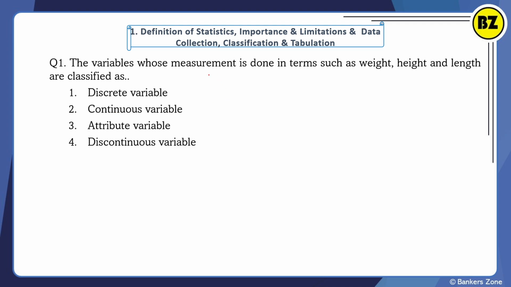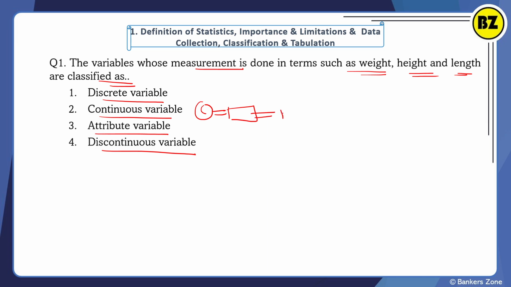The variable whose measurement is done in terms of weight, height or length, these are classified as. So which variable? Correct option C, the discrete variable, continuous variable, the attribute variable or the discontinuous variable. So the correct option here is the continuous variable. These are variables which are in terms of numbers, numericals or fractions which we can count, right? So the correct option will be the second option.